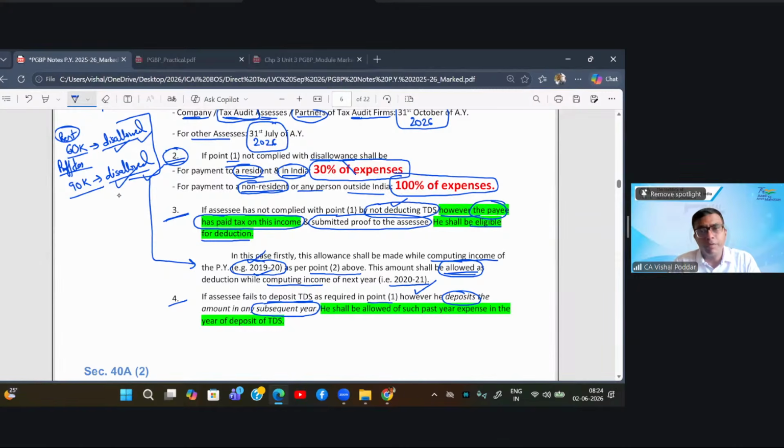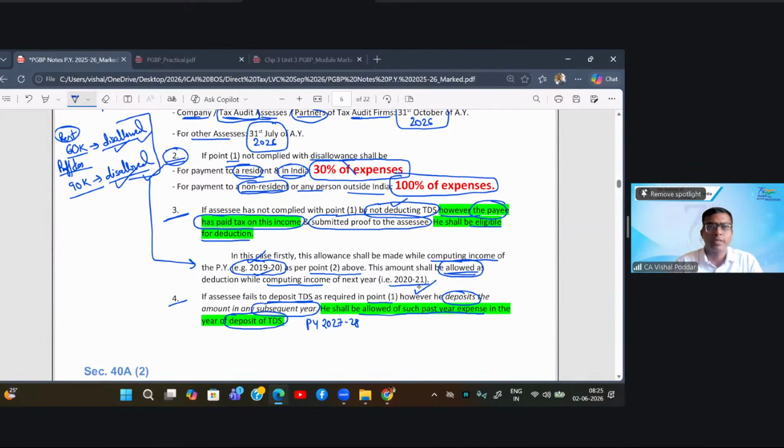Now, in future, let us say in previous year, you go and deposit the TDS. So you had already deducted the TDS, but you did not deposit it. Then I have disallowed the amounts. I mean the Income Tax Act has disallowed the amounts. But in the future, that is after 2 years, you go and deposit the TDS. Now, if you deposit the TDS in the future year, you can again claim back the past year expense.